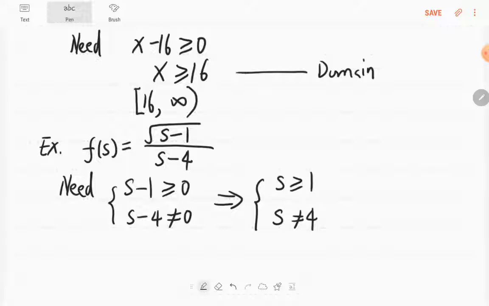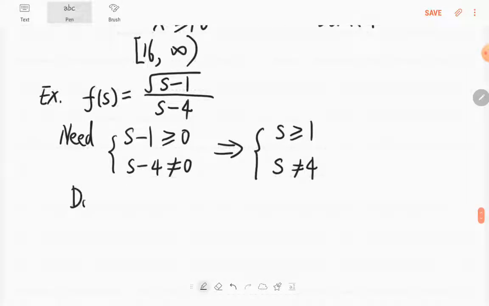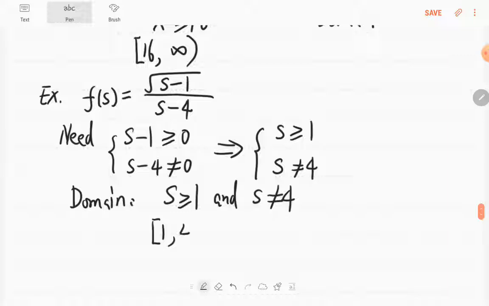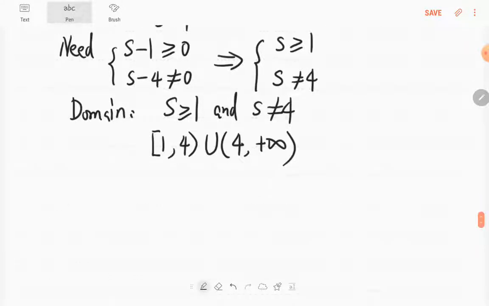If you put together, so the domain is s greater than or equal to 1 and s is not equal to 4. So if we're using the interval notation, it would be 1 to 4, 4 with the parentheses, union 4 to positive infinity. Okay, so this is the domain.